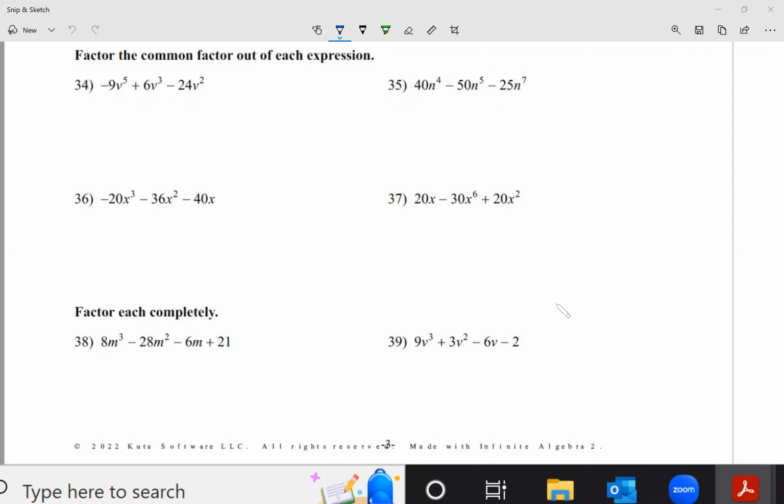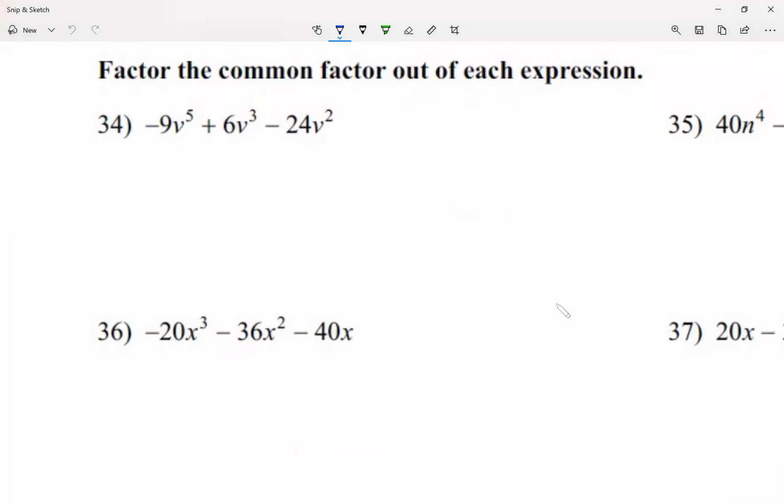Okay, so first of all, I look at all my numbers. And I ask, all right, what's the biggest number I can divide them by? What number goes into 9, 6, and 24? The biggest number I can divide them all by. And I'm gonna say, well, a 3, right? A 3 is the biggest number I can divide them all by. Okay, so I'm gonna divide everything by 3.